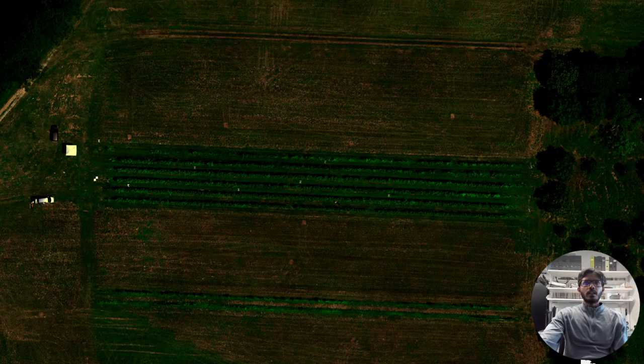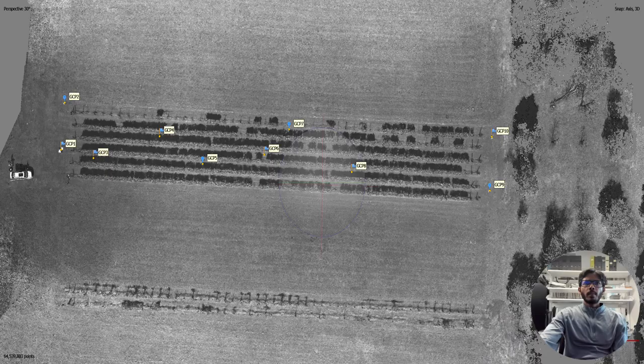This is an orthomosaic of the vineyard captured in July 2025, showing mid-season canopy development. Vine rows are clearly visible, and the dataset provides a spatially accurate base for further elevation and canopy height analysis.